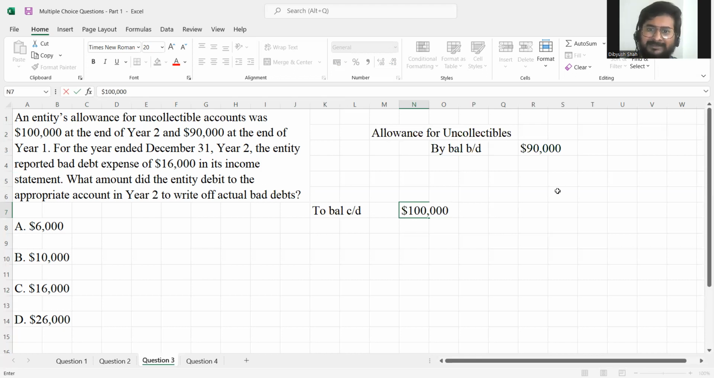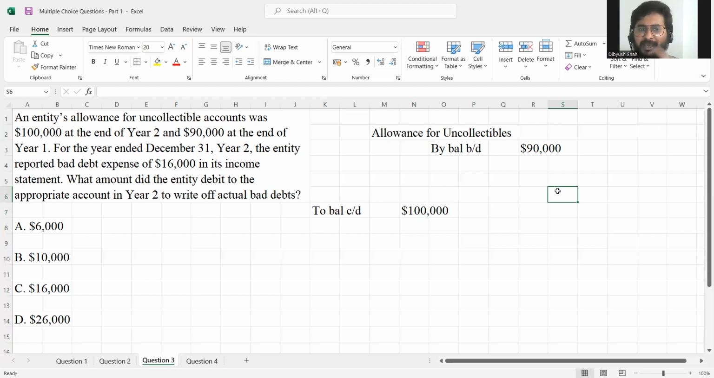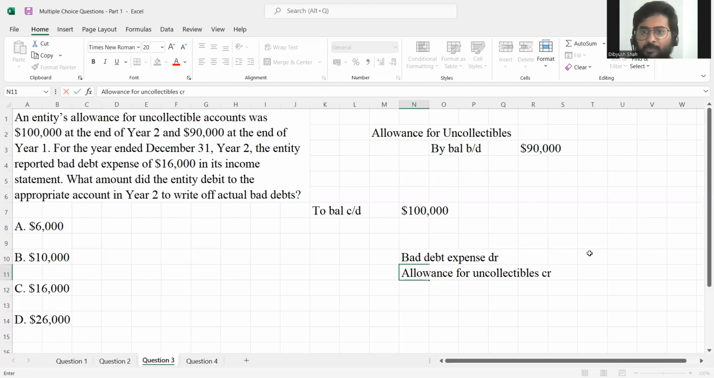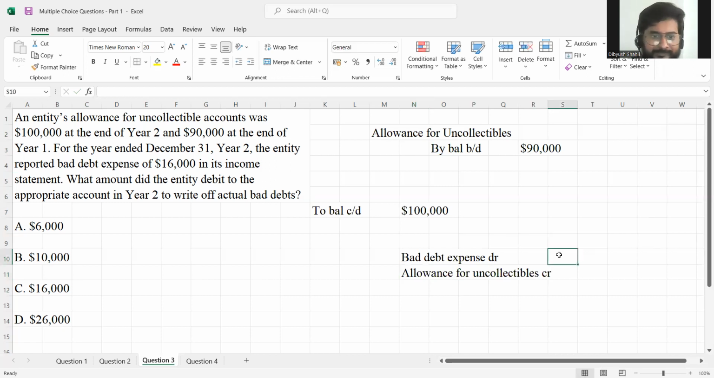So opening balance 90,000, closing balance was 100,000. Now they are telling us for the year ended December 31, year 2, the entity reported bad debt expense of 16,000 in its income statement. What is the journal entry for bad debt expense? Bad debt expense debit, allowance for uncollectibles credit. 16,000.